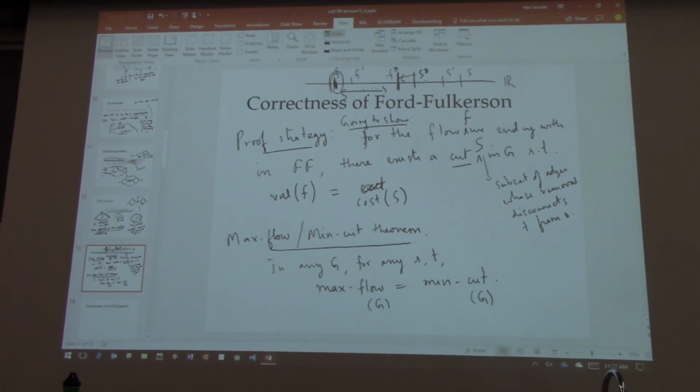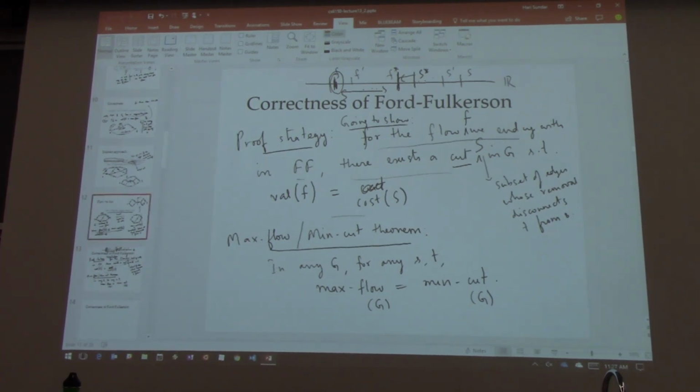Okay, so right, good. So this is what we need to show now. For the flow that we end up with, there exists a cut such that the value of the flow is equal to the value of the cut. Yeah. Excuse me, how can we show that the maximum flow will not be greater than... The maximum flow, oh yeah.